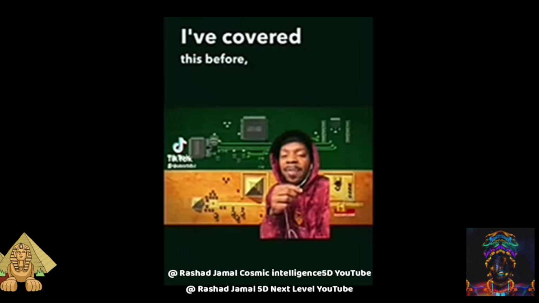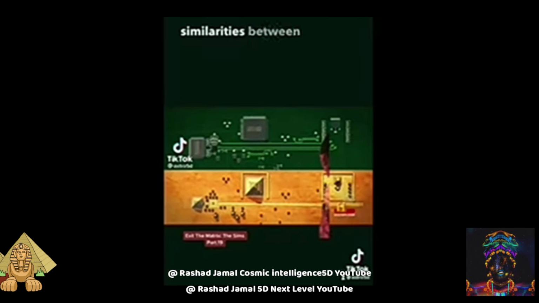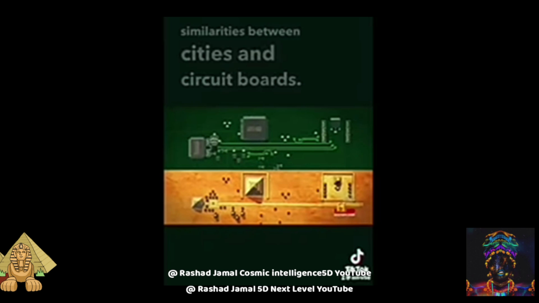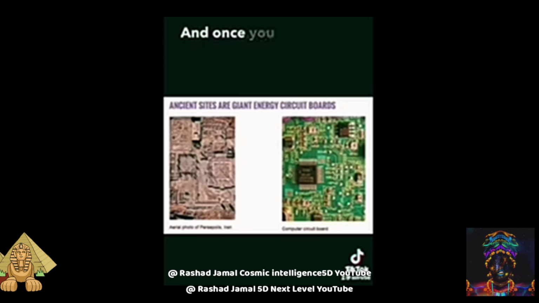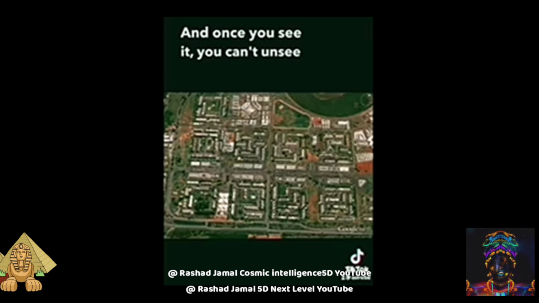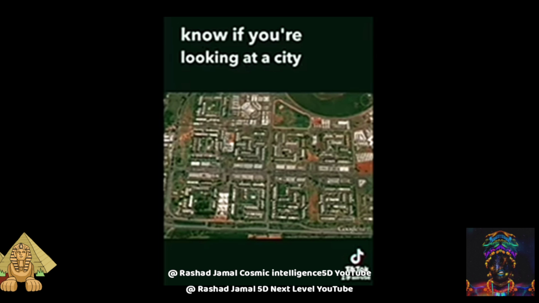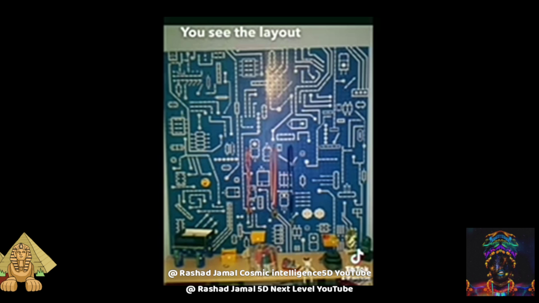I've covered this before, but look at the noticeable similarities between cities and circuit boards. Once you see it, you can't unsee it. You don't know if you're looking at a city or a circuit board. So you see the layout of the circuit board here, but that could easily be a blueprint for a city.